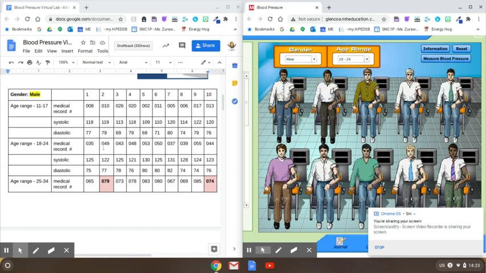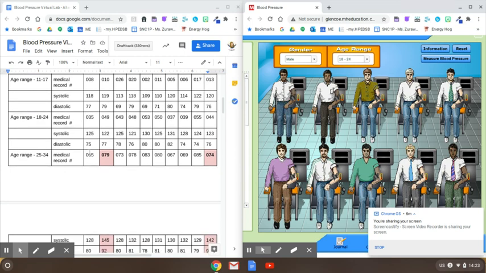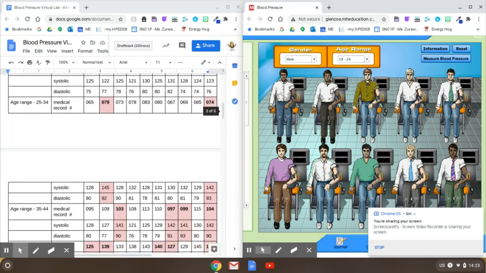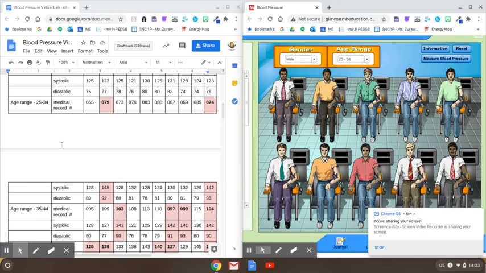And then I measured the blood pressure for the 18 to 24 group. You could see the results that I individually got there, which will be different from yours, but that's okay. I'll show you how we're going to modify that. And then we get into sort of the higher age ranges. So let's do this.